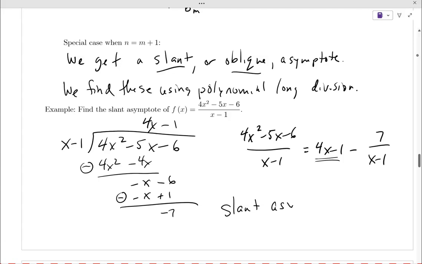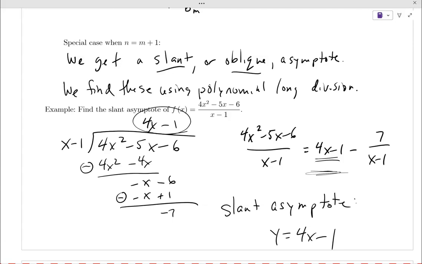Since its asymptotes are lines, they're described by equations again. So we would write it as y equals 4x minus 1. In particular, it's just the quotient part. It's the 4x minus 1 that we found for the quotient. So in general, you don't need to write this part. You just need to figure out what the quotient is. I only wrote that part so we could talk about that 7 over x minus 1 getting really, really small as x gets big. But this is the process that you use to figure out your slant asymptote.